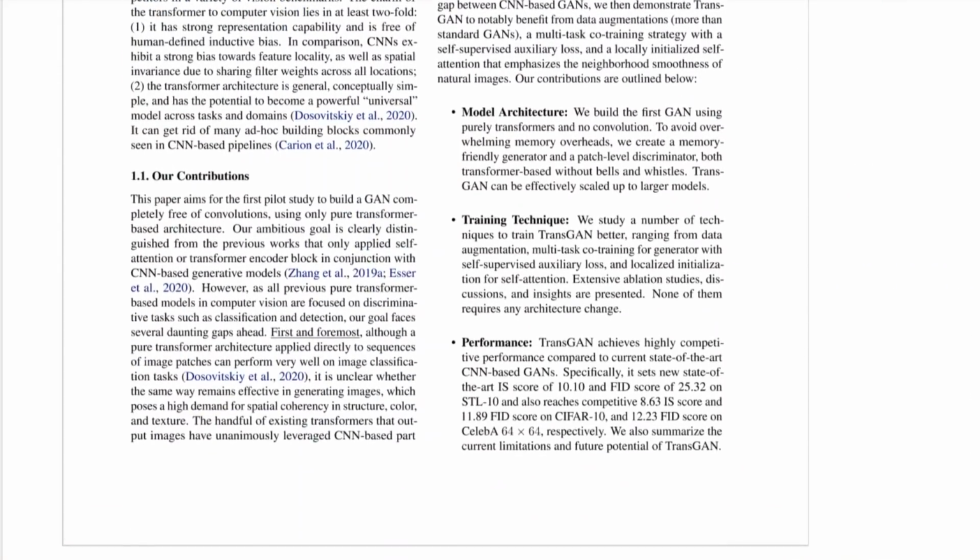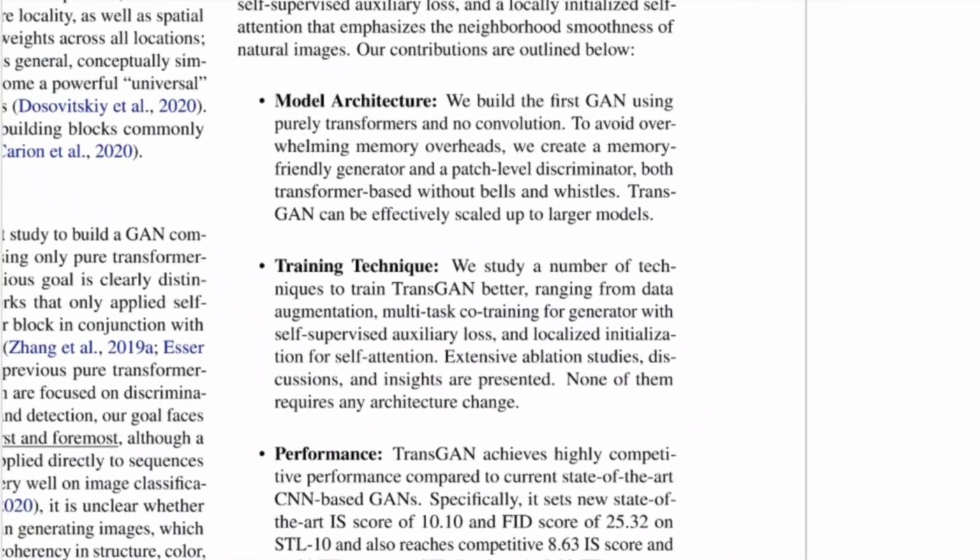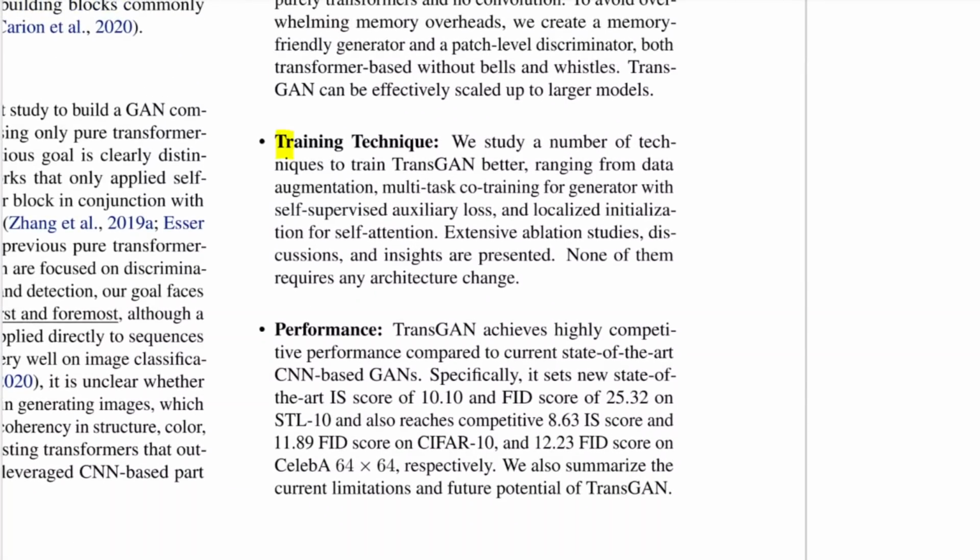replace that using transformers. As we say, their contributions, there are three. The model architecture. So the discriminator, as we're going to see, is a vision transformer like we saw before. The generator is also a transformer that is interlaced with upsampling. Then training technique, they do discuss that you do need three things specifically. So you do need data augmentation, you need multitask code training for the generator, and you need a localized initialization for the self-attention in order to make this work.